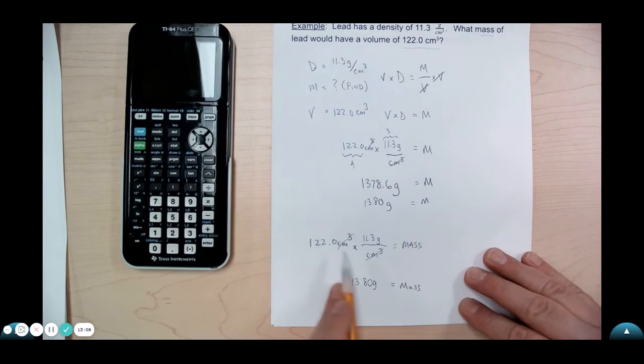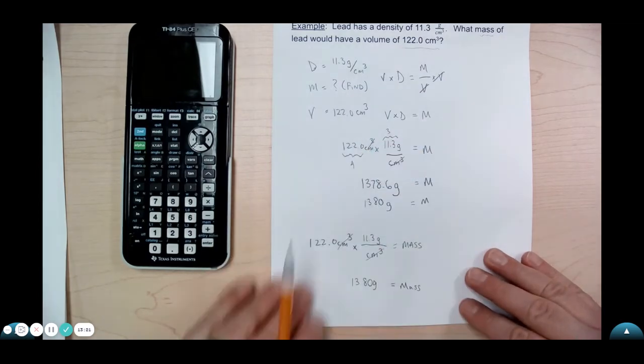Okay. So if you don't want to remember the equation, you can kind of think, all right, I have a volume. It's measured in cubic centimeters. I want cubic centimeters to cancel and give me grams. That's one way to do it if you don't want to remember the equation. I'll give you another example.